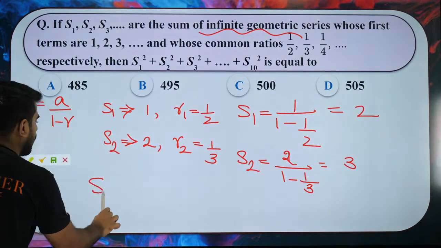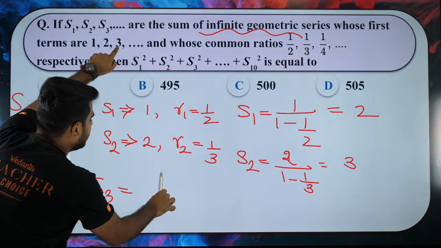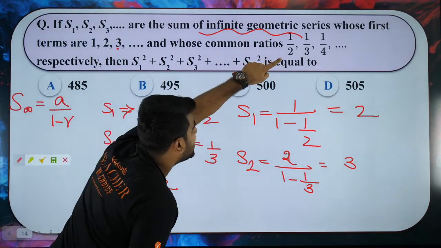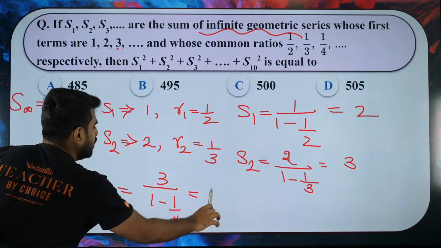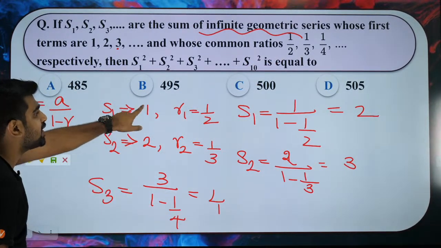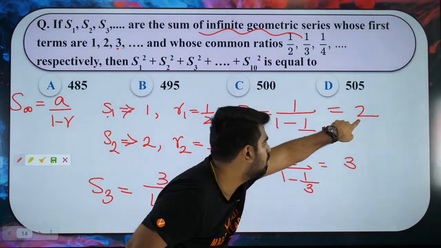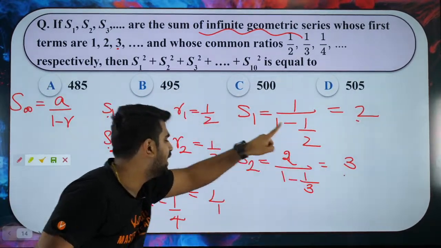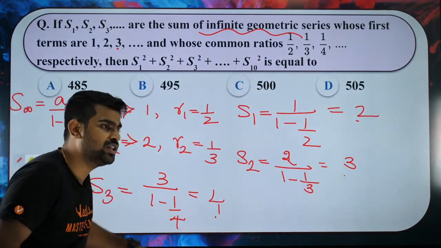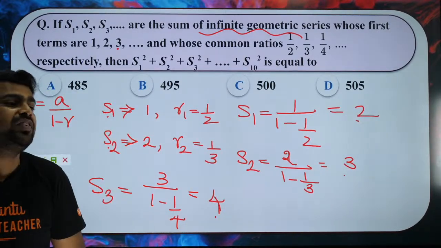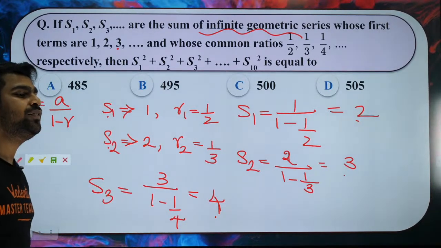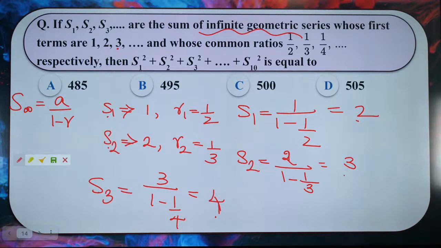So similarly, S3 will be first term 3 divided by 1 minus common ratio 1 by 4. So that will be equal to 4. So now you saw the pattern. S1 is 2, S2 is 3, S3 is 4. Did we get the pattern? Everybody, if you feel you are able to follow, please let me know. Are you able to understand the pattern associated with these questions? Come on people, please let me know in the chat quickly.